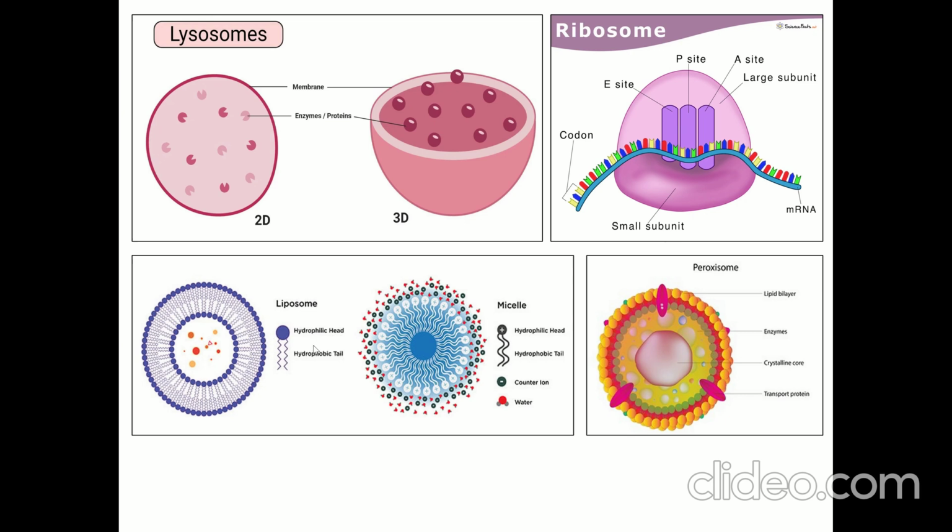So the liposomes are the phospholipid bilayer, which sometimes originate from the endoplasmic reticulum. The bilayer of phospholipid is called as the liposomes, whereas a single layer of the phospholipids is called as micelles. These terms you have to just remember for the point of examinations, competitive examinations.